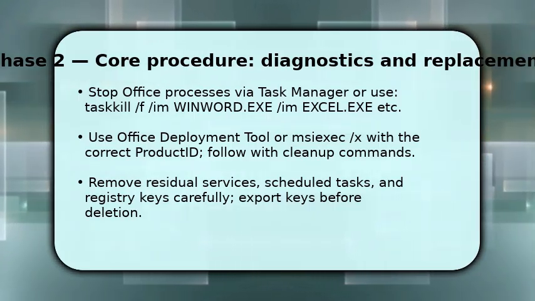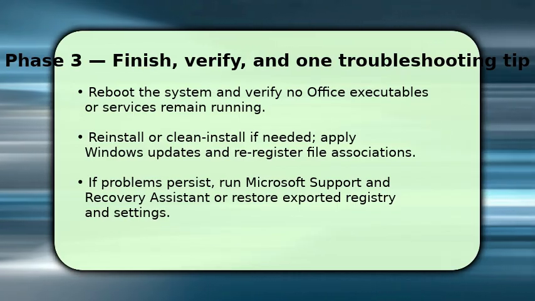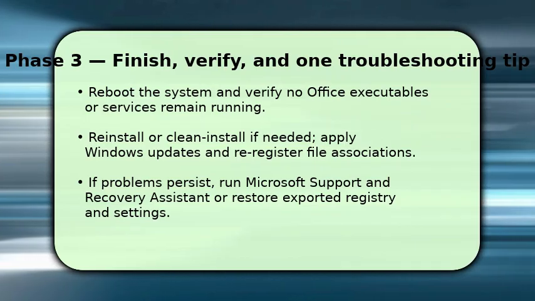You finish by rebooting the PC to clear locked files and confirm that Office executables, services, and shell associations are gone. If you plan to reinstall, do a clean install and run Windows Update to ensure dependencies are current. If activation or leftover registry entries cause issues, use the Microsoft Support and Recovery Assistant to detect and fix problems.